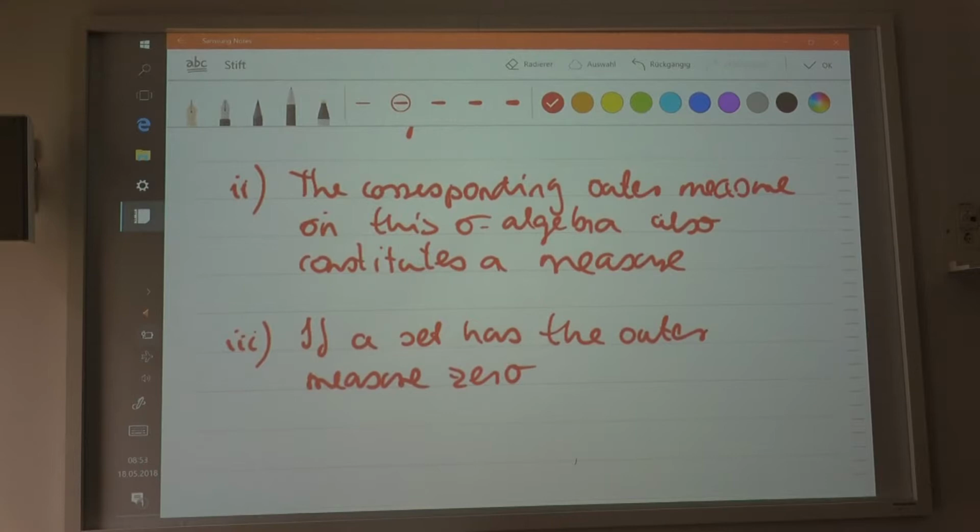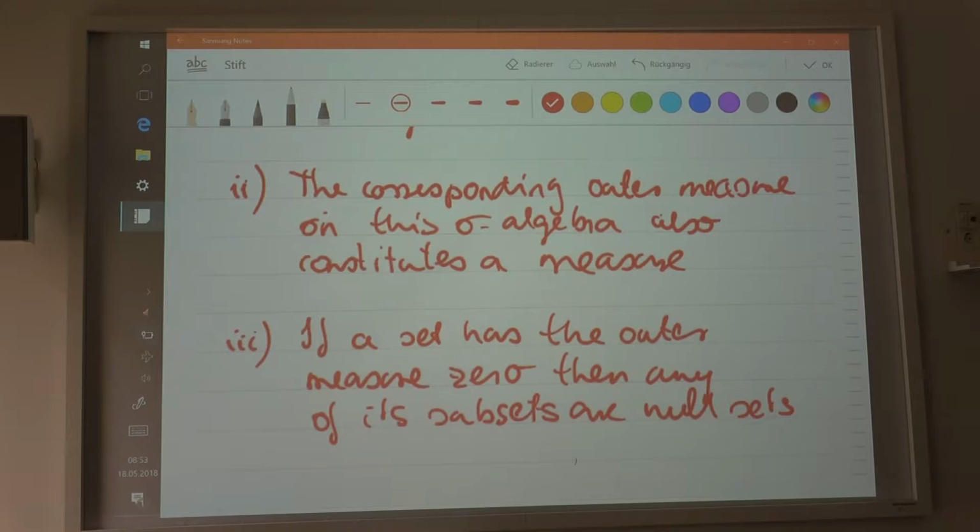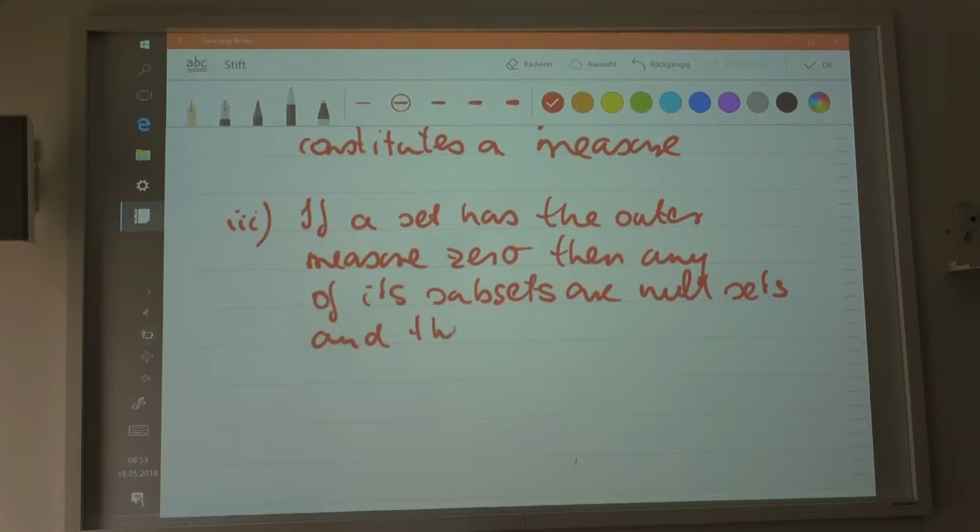then any of its subsets are null sets, all right? So all subsets of it are null sets, which means that they have the measure zero in that sense, and the sets are Carathéodory measurable, so they satisfy the property by which the Carathéodory measure was defined.